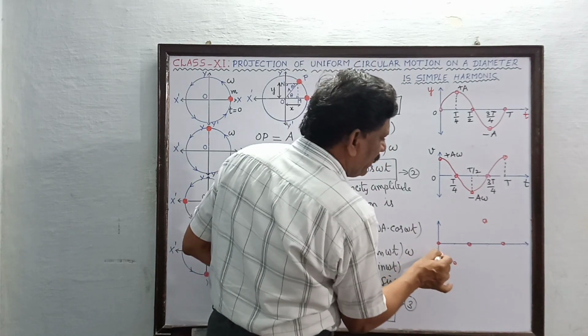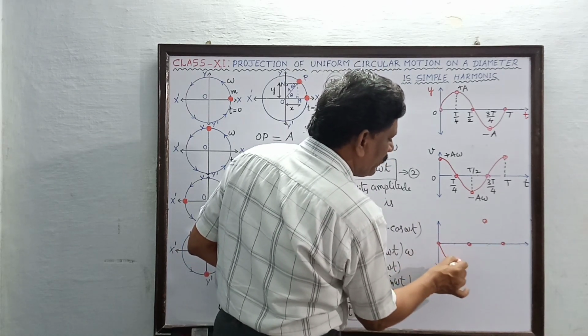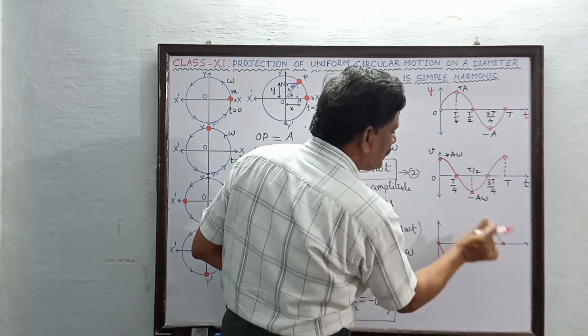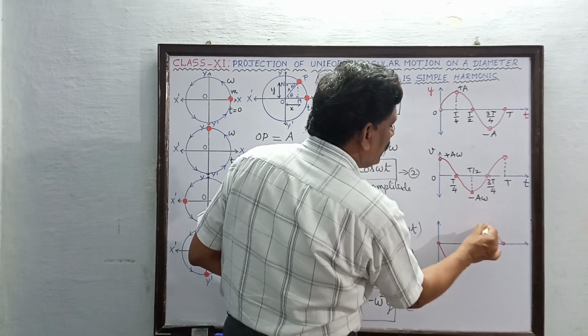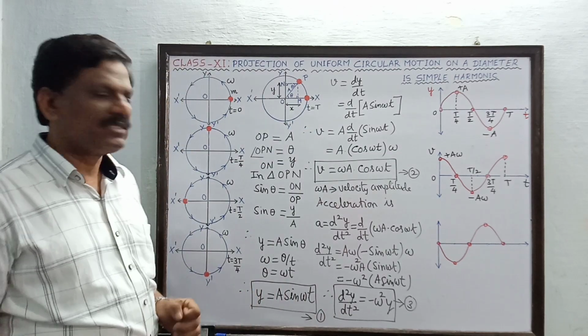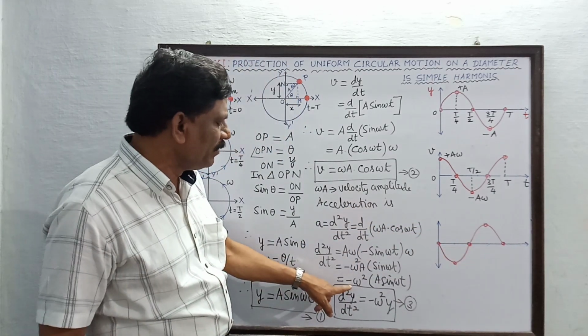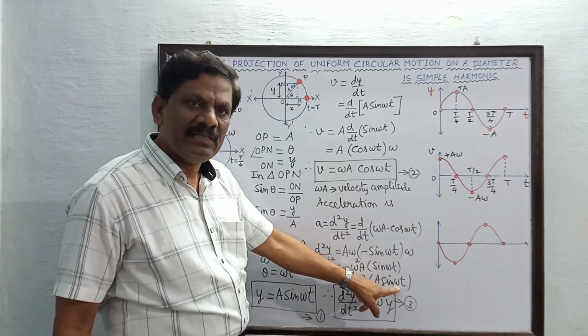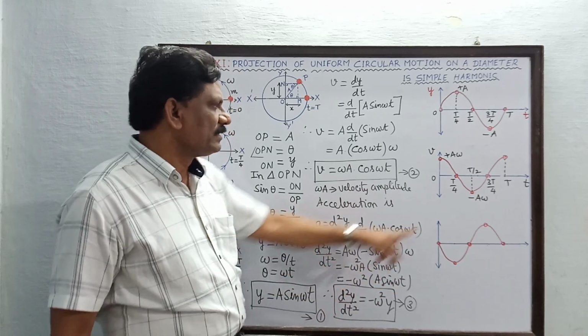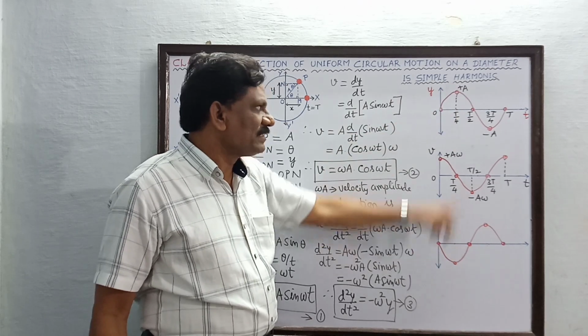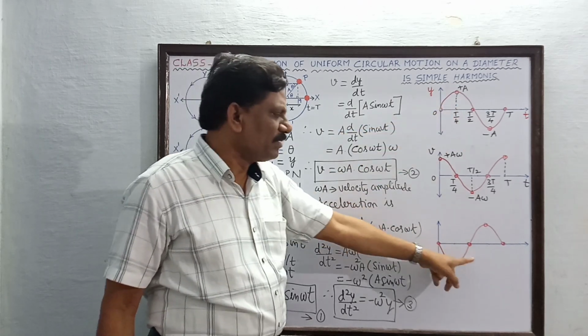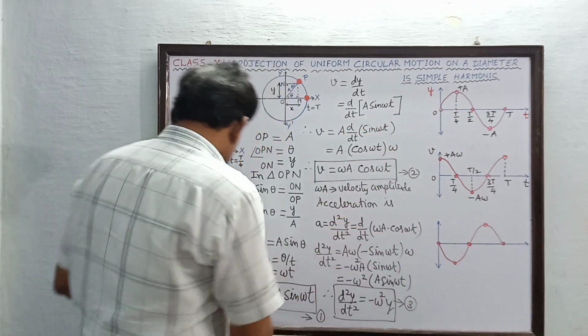So if you join all these points, you can have a sine wave which is in the reverse direction. So this wave is called a minus sine wave, because here we are getting minus of sine omega t, is it not? Therefore it is the reciprocal of a sine wave. This is a sine wave, this is a minus sine wave.